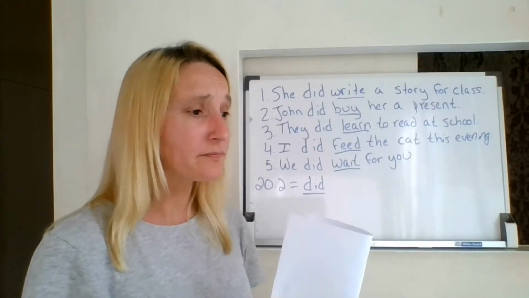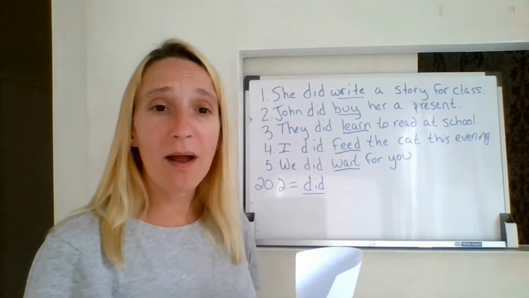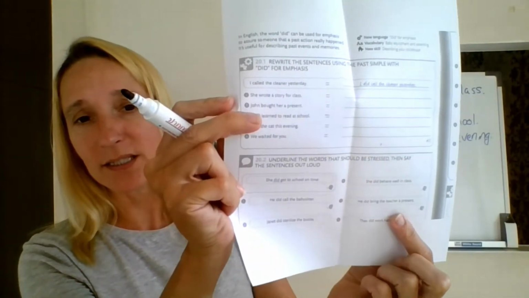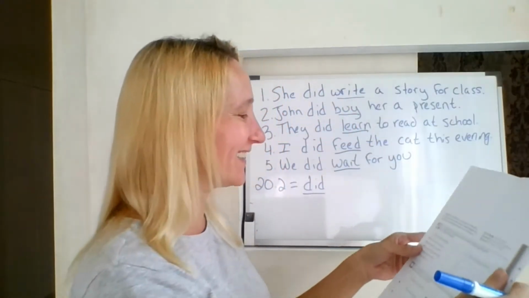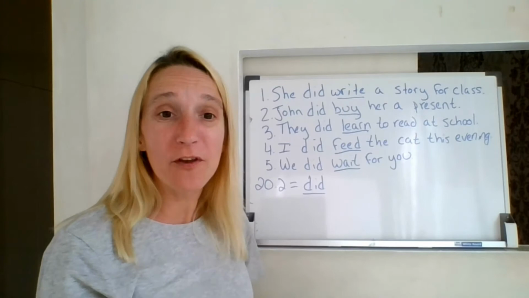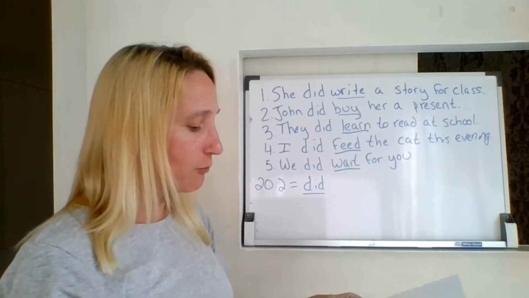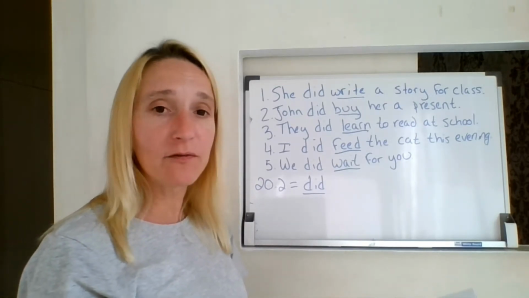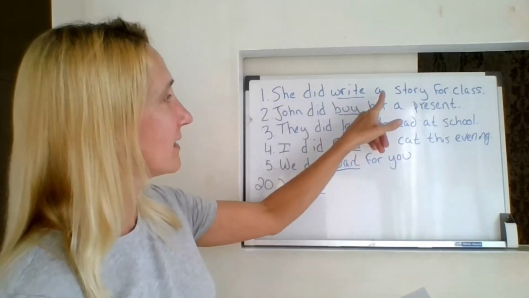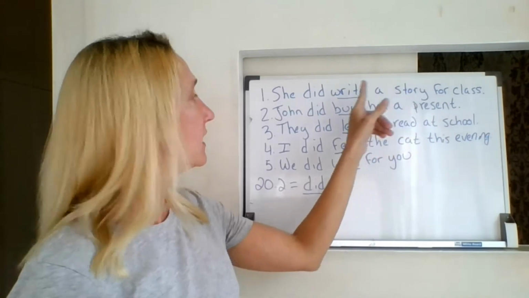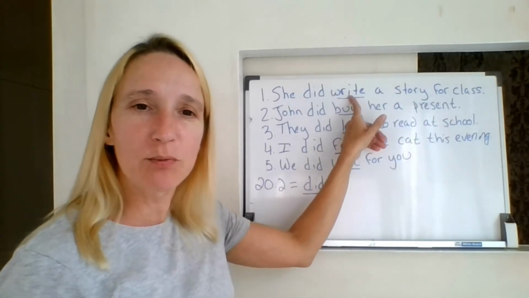Okay. Hopefully by now you have gone over exercise 20.1 and exercise 20.2. Here are the answers. So don't look unless you've actually done the work. Okay? So I've done the first one with you, but we'll review it again. She wrote a story for class. The answer is she did write a story for class. So wrote turned into write.